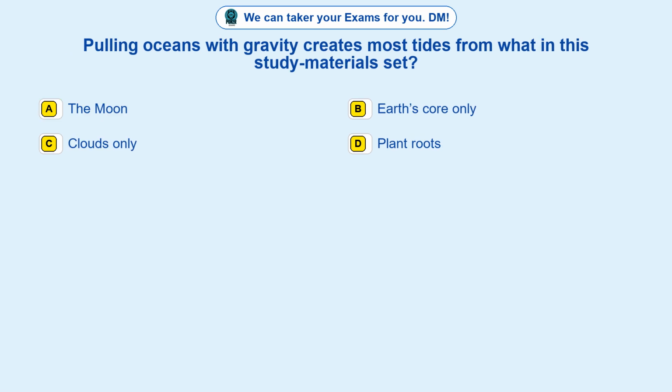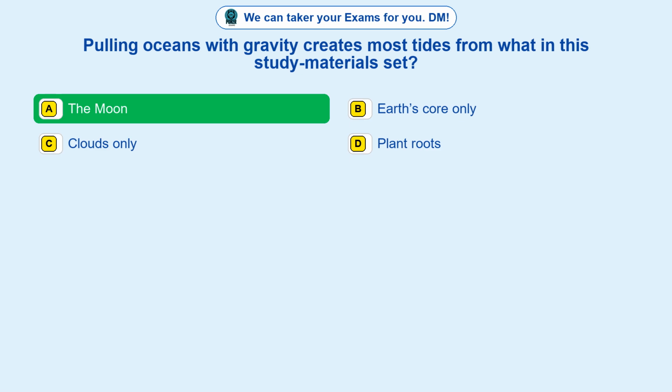Question 91. Pulling oceans with gravity creates most tides from what in this study materials set? Option A, the moon. Option B, Earth's core only. Option C, clouds only. Option D, plant roots. The correct answer is option A.